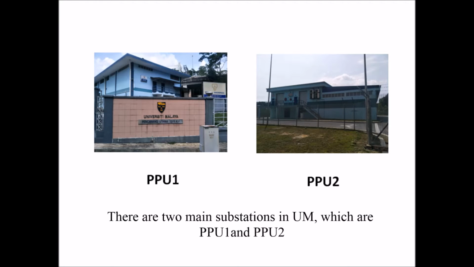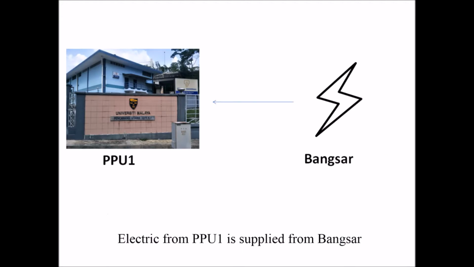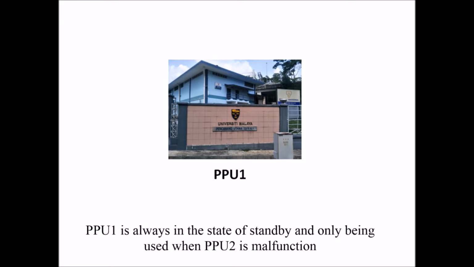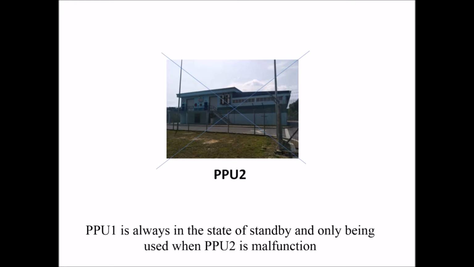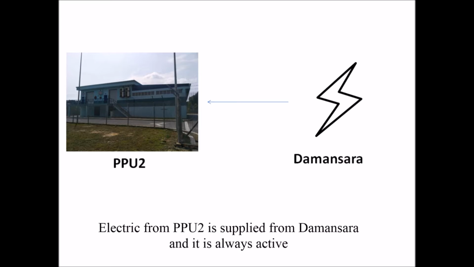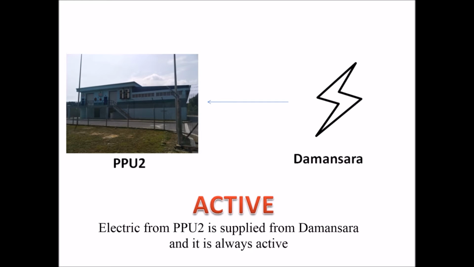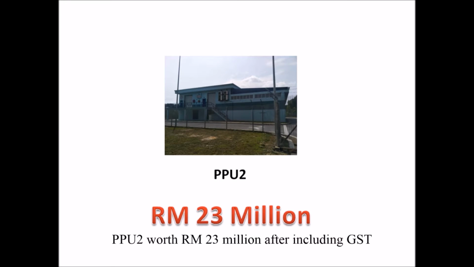There are 2 main substations in UM, which are PPU1 and PPU2. Electricity from PPU1 is supplied from Bangsar. PPU1 is always in standby and only used when PPU2 malfunctions. Electricity from PPU2 is supplied from Damansara and it is always active. PPU2 is worth 23 million ringgit after including GST.